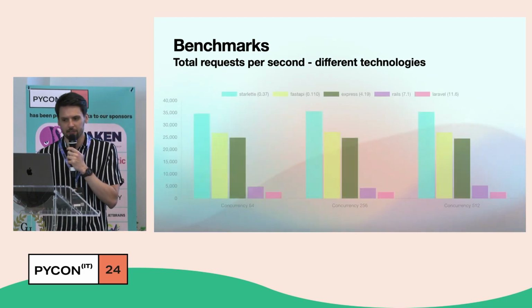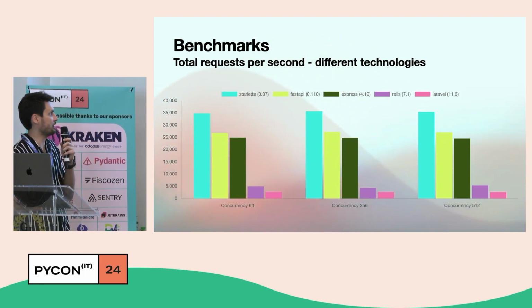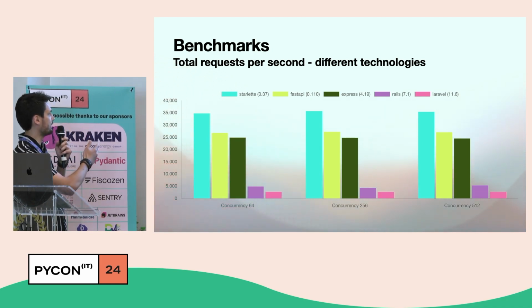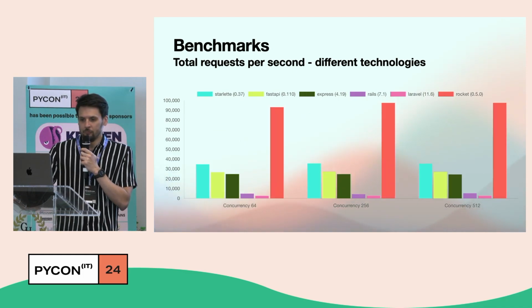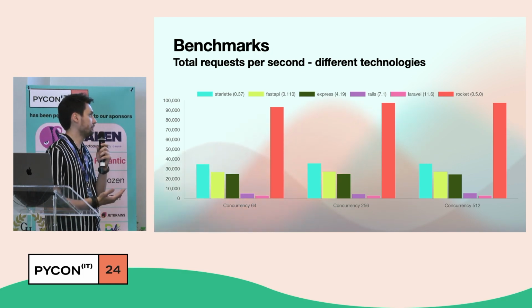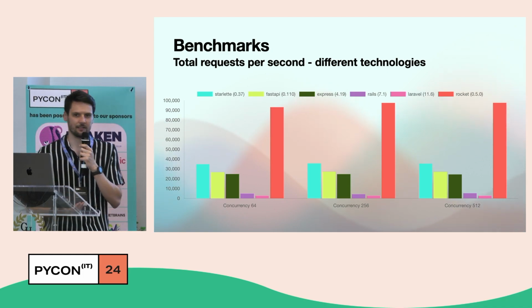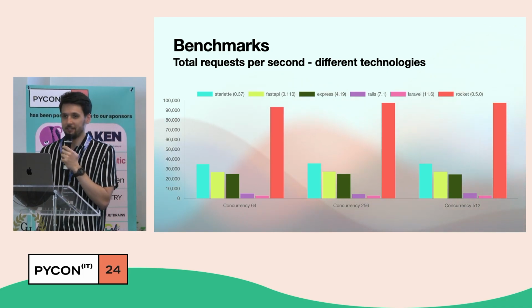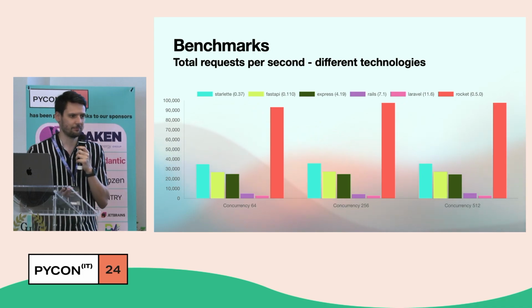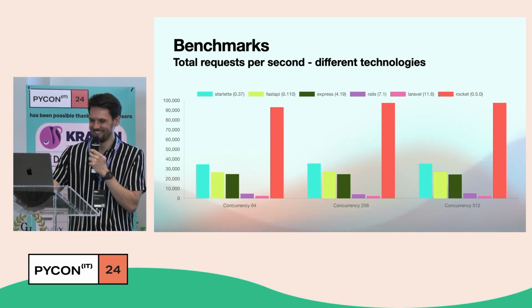And here are other benchmarks with different technologies. So here I added JavaScript Express, Ruby on Rails, and PHP Laravel. And again, Starlette is the fastest one, and FastAPI is close to Express. But of course, Starlette isn't the fastest framework on earth. Here, I added Rocket as an example, which is 3 times faster than Starlette. And can you guess what programming language it uses? Rust. Bingo. Yeah, it uses Rust.